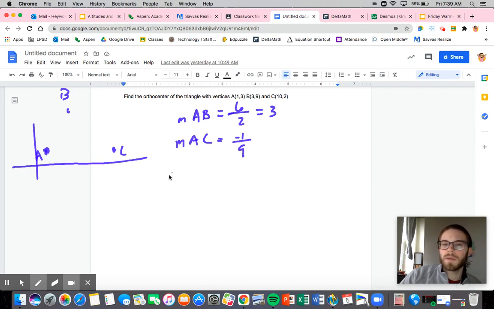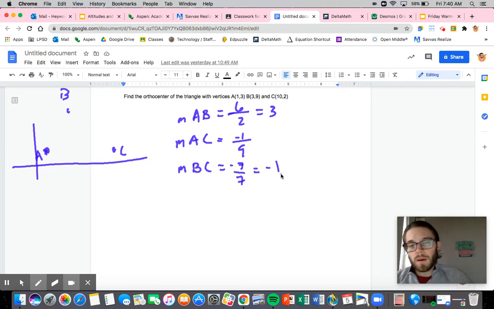But let's look at the last one, BC. The slope of BC would be the change in y, 2 minus 9, which is negative 7, over 10 minus 3, which is 7, which is very nice. So that one has a slope of negative 1. We're definitely going to pick that one, because that would mean we would have a slope of 1 in our other line, and we would go through the point 1, 3, which is a nice point.